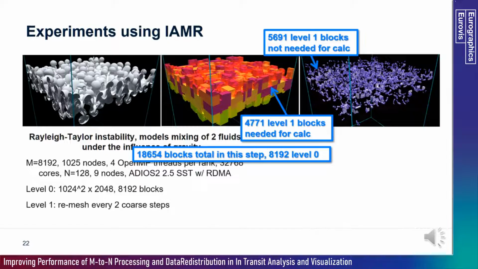In this figure, we're plotting the results of the extract. Shown on the left is the isosurface at time step 440. In this time step, there were 18,654 blocks total. In the middle, we're showing the 4,771 level 1 blocks that were needed for the calculation, and the 5,691 level 1 blocks that were not needed for the calculation in the far right. Note that in the far right panel, I have not rendered any of the level 0 blocks because they would occlude all of the level 1 blocks.